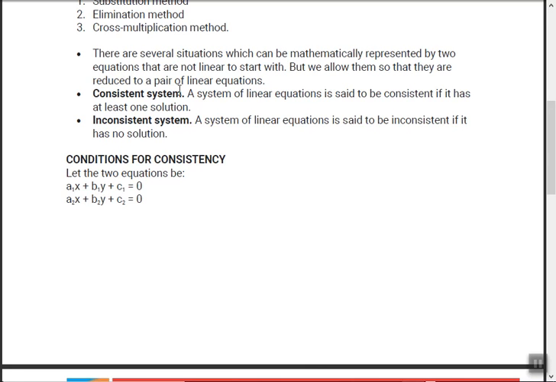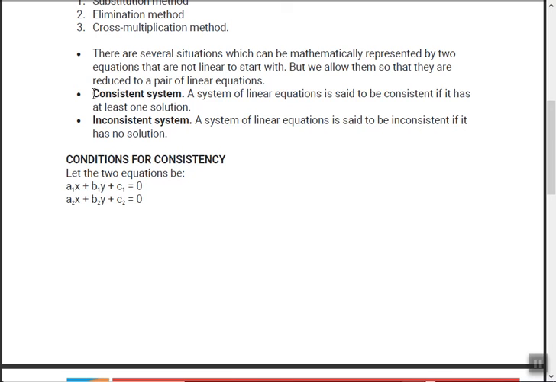Next is the consistent and inconsistent system. Now what is consistent? A system of linear equations is said to be consistent if it has at least one solution. At least means it can have more than one solution also. Inconsistent means a system of linear equations is said to be inconsistent if it has no solution, meaning it does not have any solution. Okay, we'll study this in the next point.